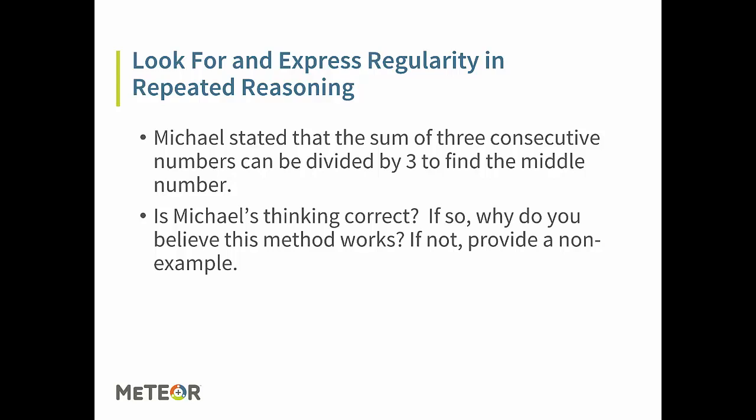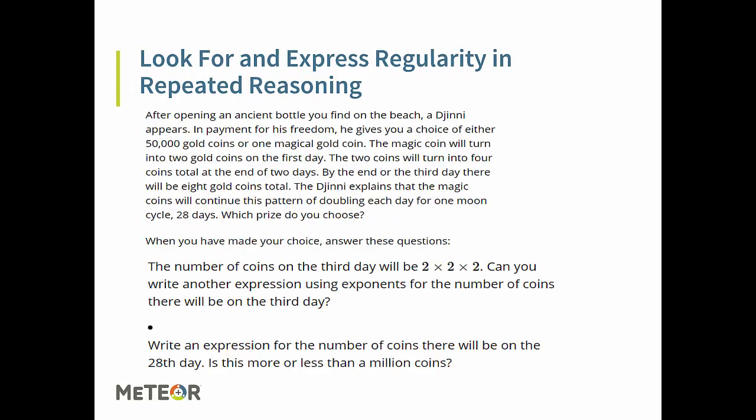Michael stated that the sum of 3 consecutive numbers can be divided by 3 to find the middle number. Is Michael's thinking correct? If so, why do you believe this method works? If not, provide a non-example. This problem provides room for discovery, discussion, and reveals a pattern in mathematics.